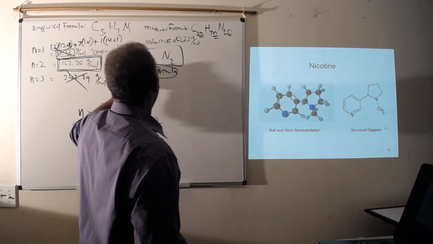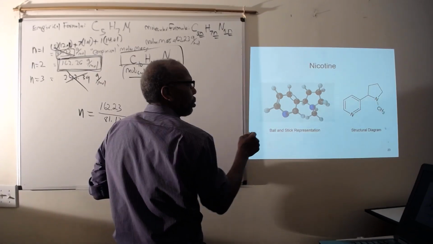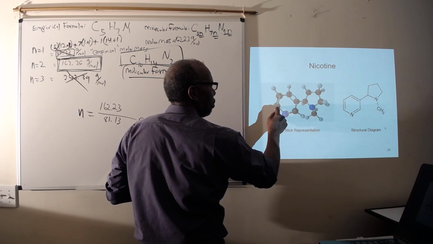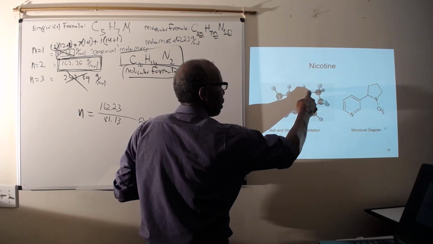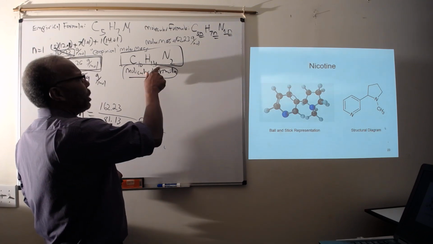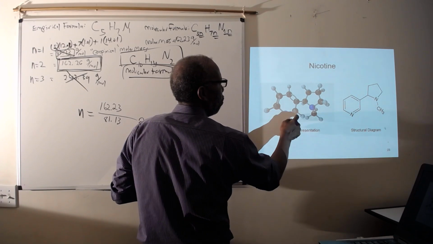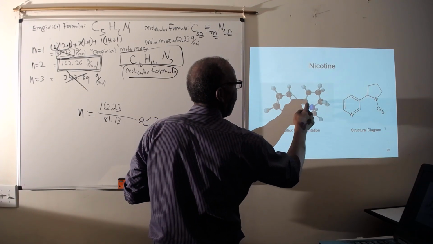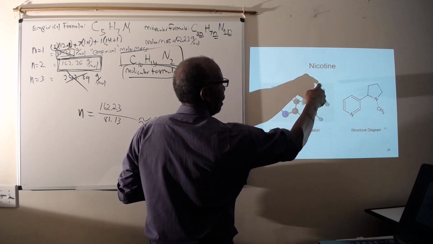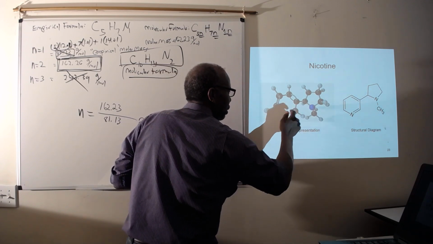We should have 10 carbons. Let's count. 1, 2, 3, 4. Let me go again. 1, 2, 3, 4, 5, 6, 7, 8, 9, 10. We have 10 carbons. We should have 14 hydrogens. 1, 2, 3, 4, 5, 6, 7, 8. There's a hydrogen back here. 9, 10. There's one back there. 11, 12, 13, 14. So we have 14 hydrogens and then 2 nitrogens.